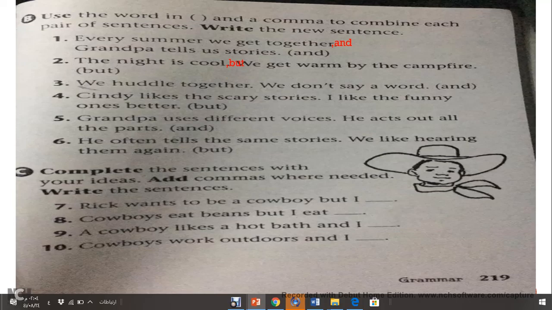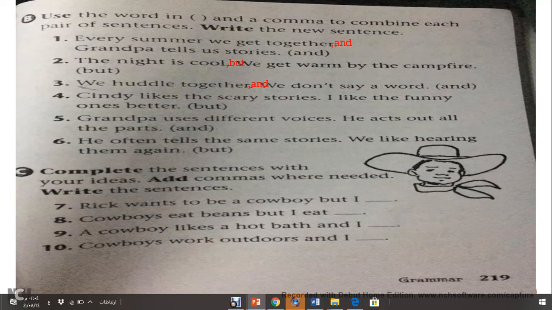Question number 2: The night is cold. We get warm by the campfire. So we must use but. We will use it here in the place of the period of the first sentence. We will erase it, then we will put a comma, then but. It must start with a small letter. Number 3: We huddle together. We don't say a word. We should erase now the period. We will put a comma, then the word and. And don't forget the first word in the second sentence must start with a small letter.